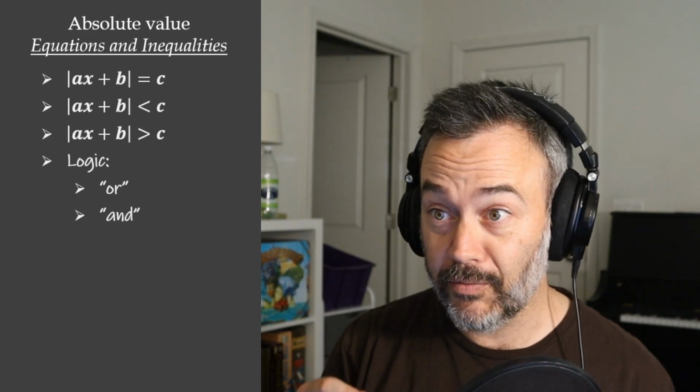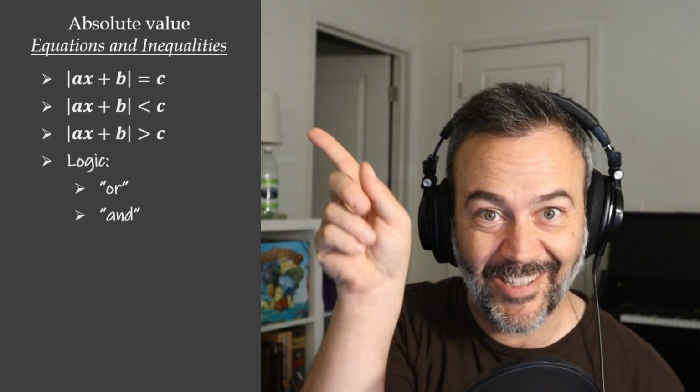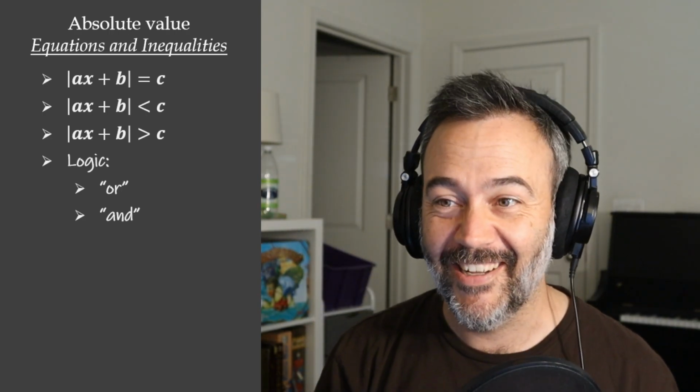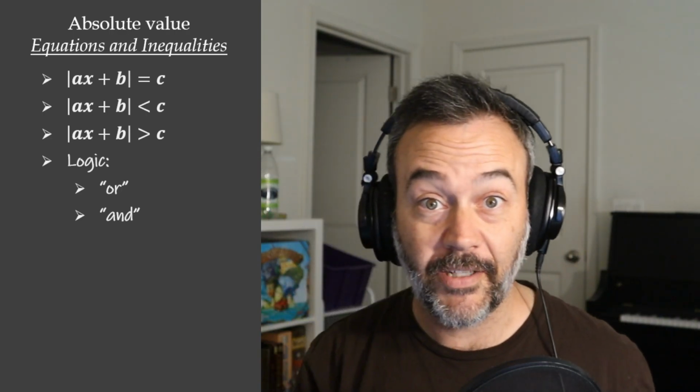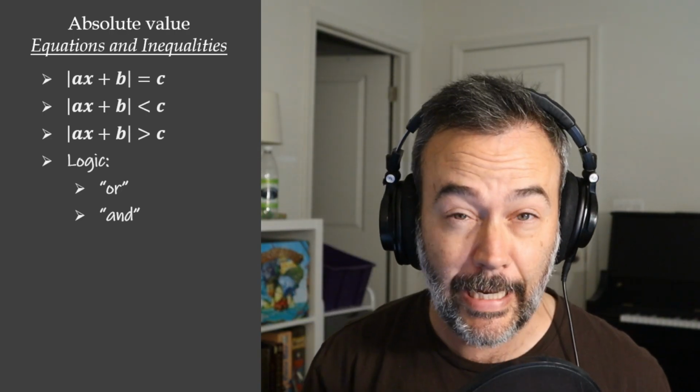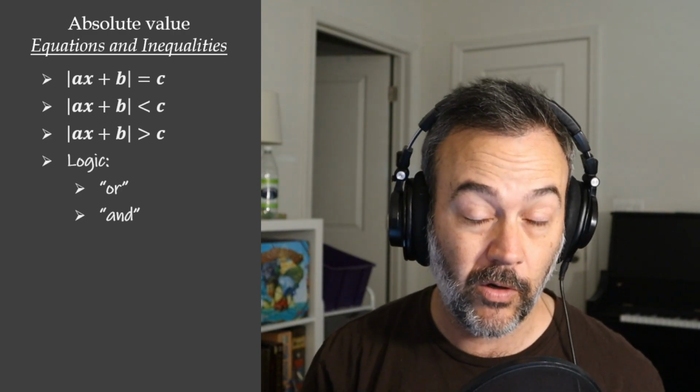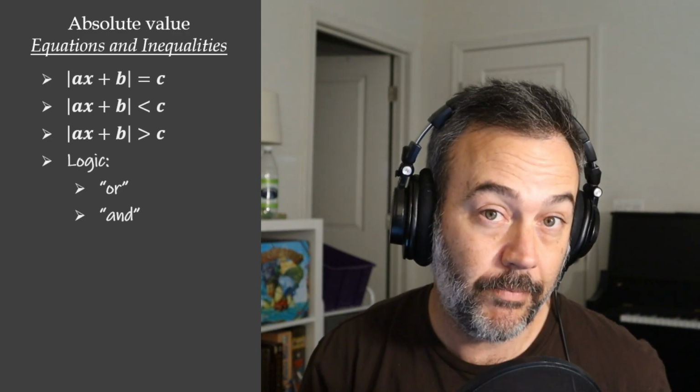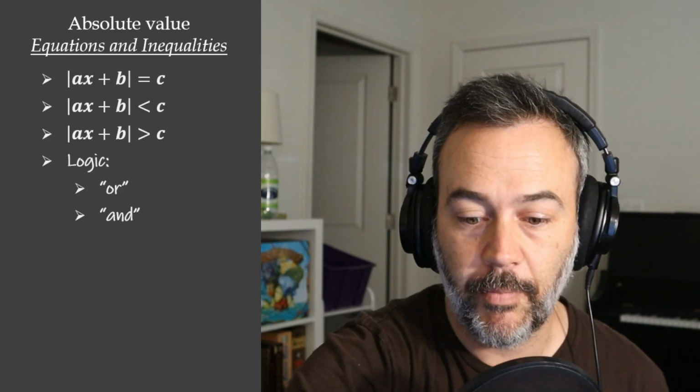Okay, so I just want to say something about the inequalities and equations you see on the side here. How do we handle absolute value in these cases? And how do we handle the logical or and? There's a couple ways you could do it. I'm going to give you a little help on that.